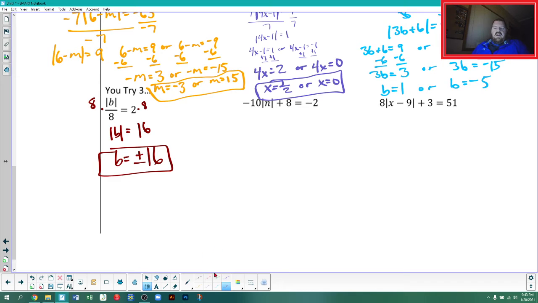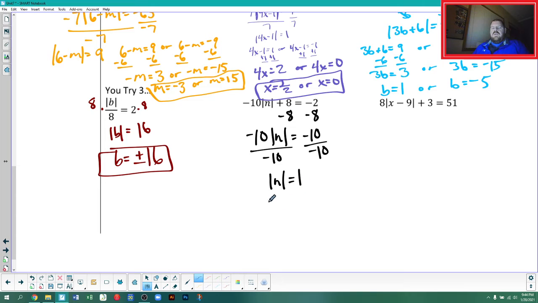Okay, this one we've got to do a little bit of solving work first. Good news is we don't have any solving work after. It's going to be negative 10. Divide by negative 10 on both sides. You get absolute value of n equals 1. So n equals plus or minus 1.